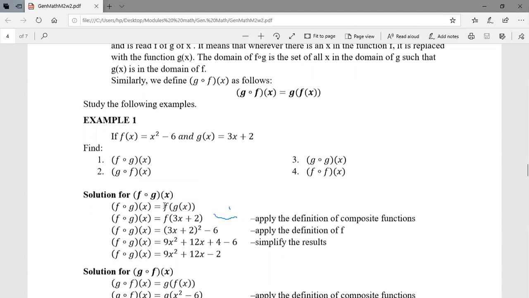So, f of g of x. We have here f of x, right? In f of x, we substitute x with g of x. So what is inside the x of f is replaced with g of x. So the x of f becomes a function of g of x. The function of f of x is x squared minus 6, so this function g of x we put in place of x. Erase x and replace it with 3x plus 2. So this is how it looks: 3x plus 2 raised to the power of 2 minus 6.